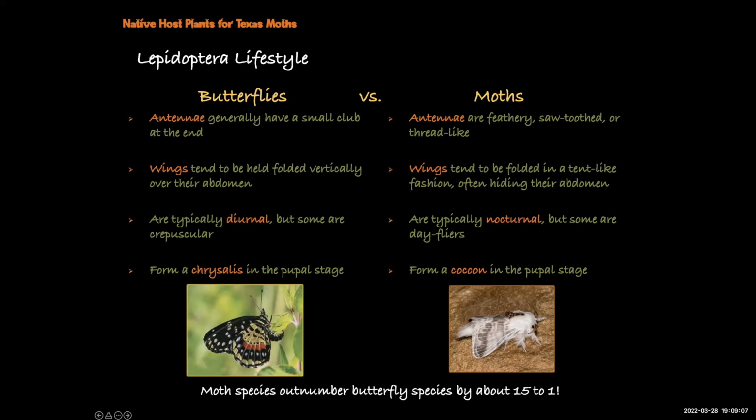Butterflies, when they go through their metamorphosis, form a chrysalis in the pupal stage, but moths, on the other hand, form a cocoon. It's interesting to note that the number of moth species in North America outnumber the number of butterfly species by about 15 to 1. So there are many more moth species. And like I said earlier, we don't even know all of them yet.